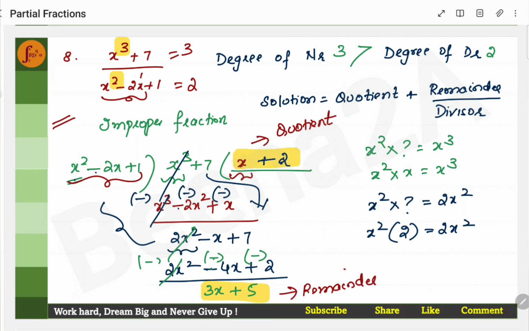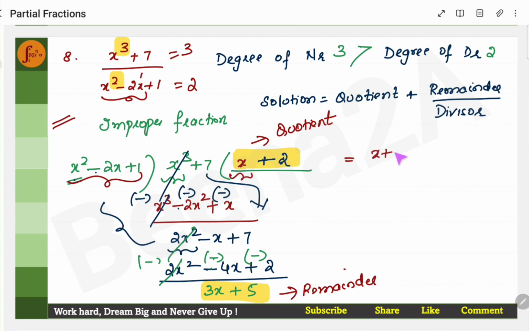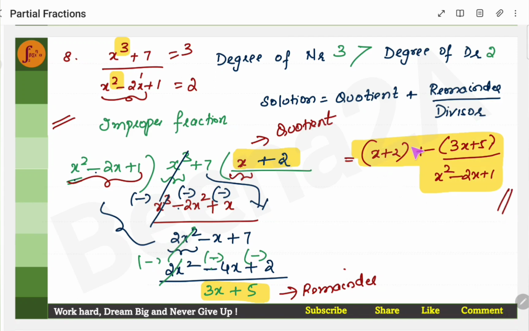Now we'll write the answer. Quotient is x plus 2. What is the remainder? 3x plus 5. What is the divisor? x square minus 2x plus 1. So this is the final answer.